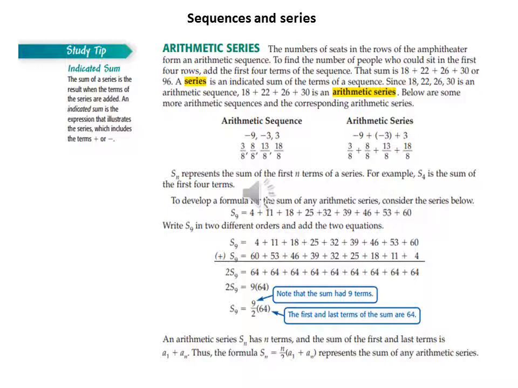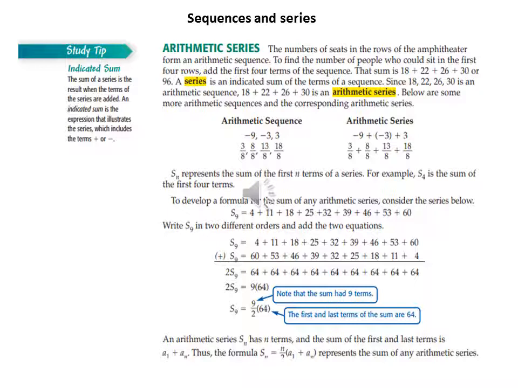Study tip: the sum of a series is the result when the terms of the series are added. An indicated sum is an expression that illustrates the series, which includes the terms with plus or minus. Sn represents the sum of the first n terms of a series. For example, S4 is the sum of the first 4 terms.